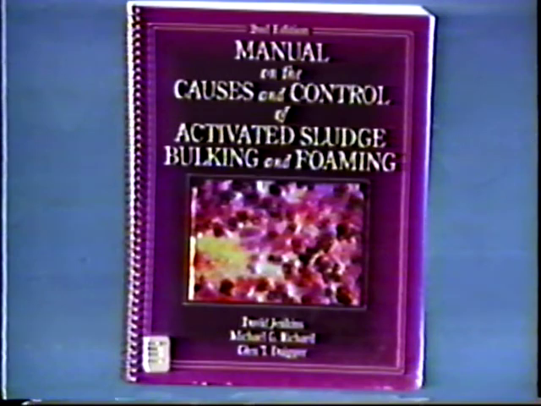For more information on filament identification, consult the following text: Manual on the Causes and Control of Activated Sludge Bulking and Foaming, 2nd edition, by David Jenkins, Michael Richard, and Glenn Daigger. Lewis Publishers, Boca Raton, Florida, 1993.